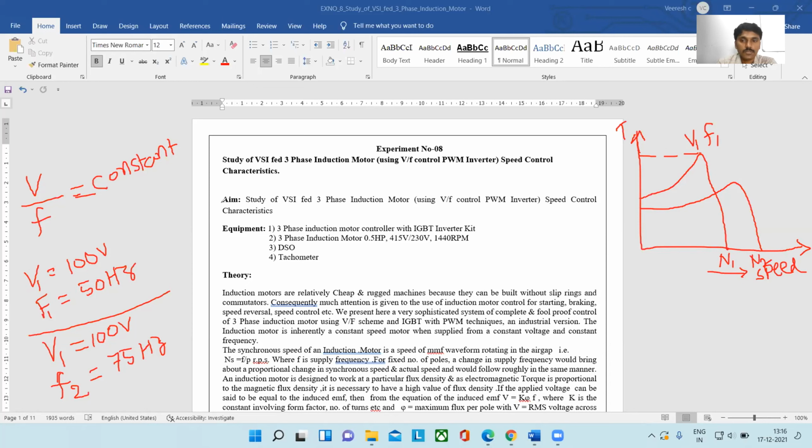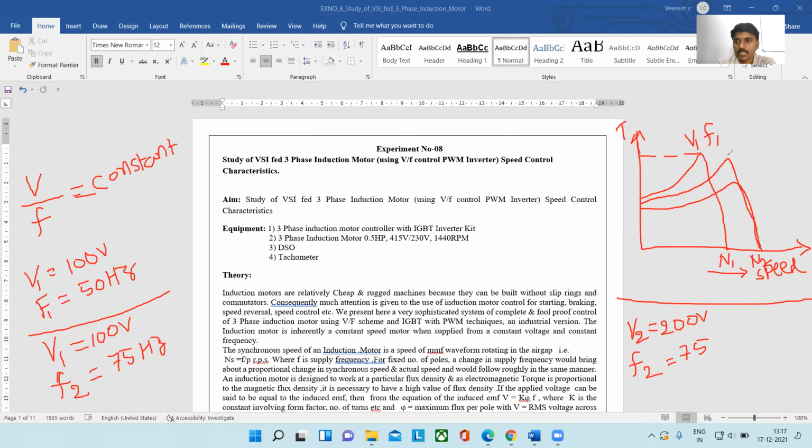Now again I'm going to change the values. The frequency is the same, and the voltage increases from V1 to V2, that is equal to 200 volts. F2 is the same, I'm not changing the frequency. So what will happen here? The torque will increase. Clear? We will obtain the graph like this.